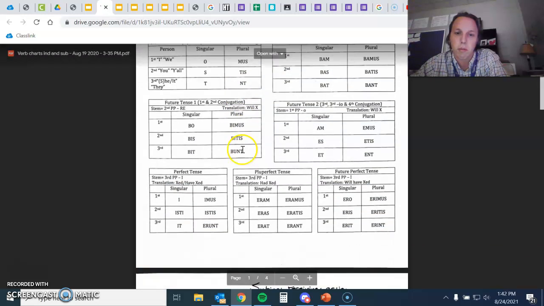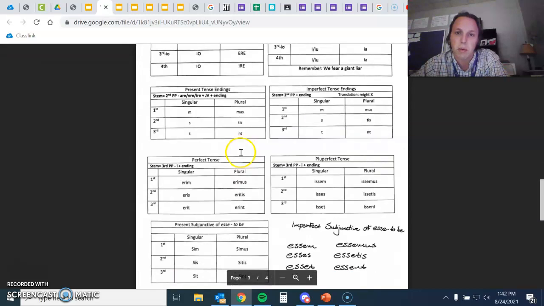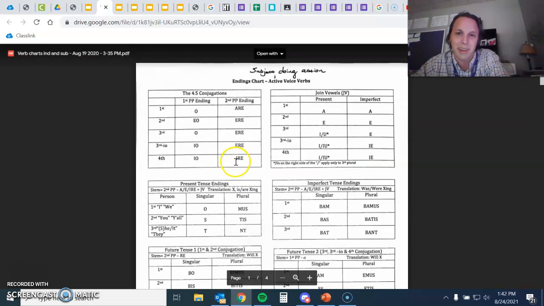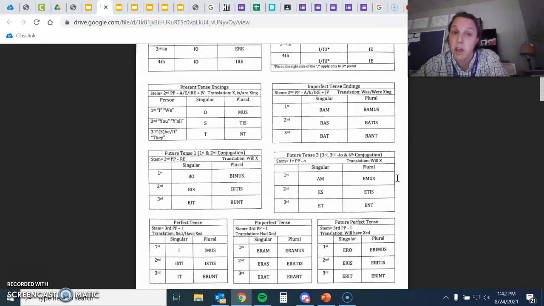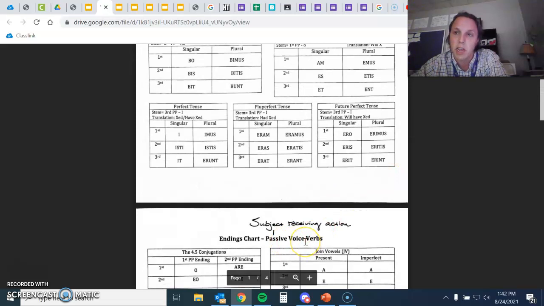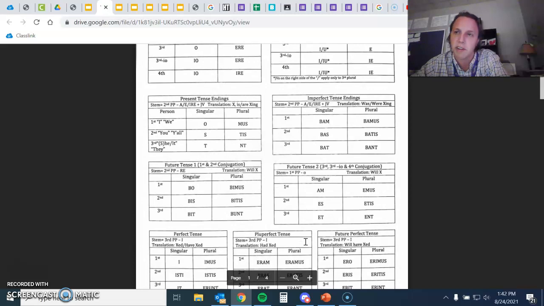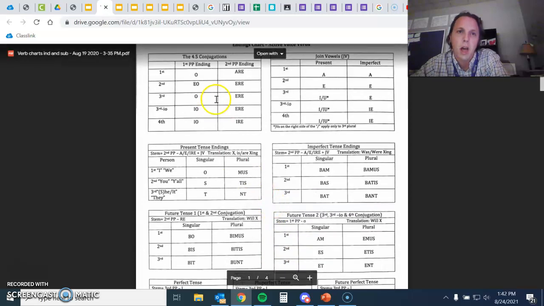We're only going to worry about this first page. There's 4 pages to this thing. Don't worry about the other ones. Those can't hurt you. Looking at the first one, we're looking at active voice verbs. Active voice just means the subject is doing the action, like he runs or he punches, as opposed to passive, which is like he was being punched or he is being punched, where the subject is receiving the action. Not worrying about that yet.